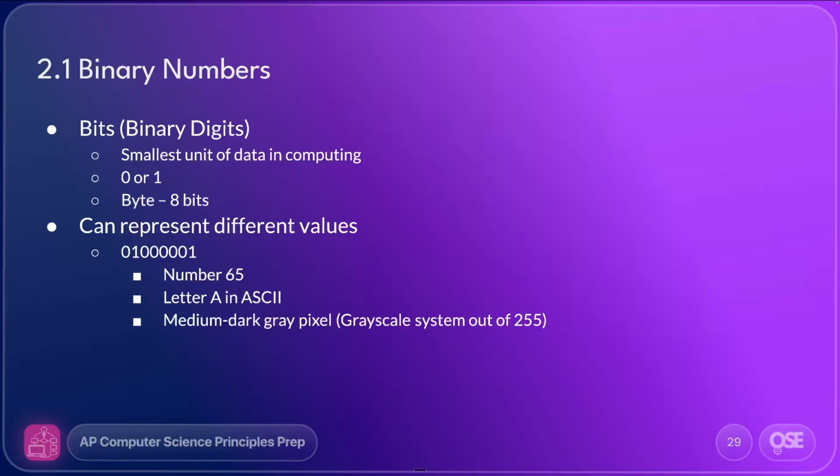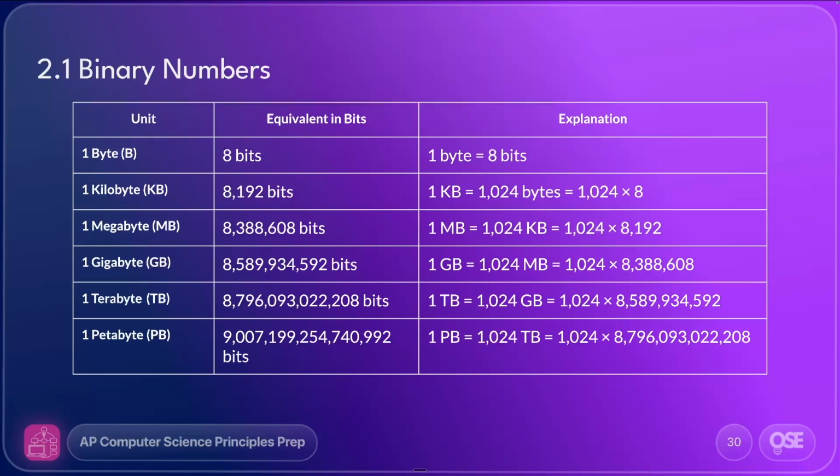So these bits can be used to represent different values. For example, this sequence of zeros and ones can be used to represent the number 65, the letter A in ASCII characters, or a medium dark gray pixel in a grayscale system out of 255. You don't have to know this stuff, but if you do, you're a smart person. Here are some equivalents. Might be useful to know. I don't think you'll impress the readers much, but good to know for the future once the RAM prices drop.